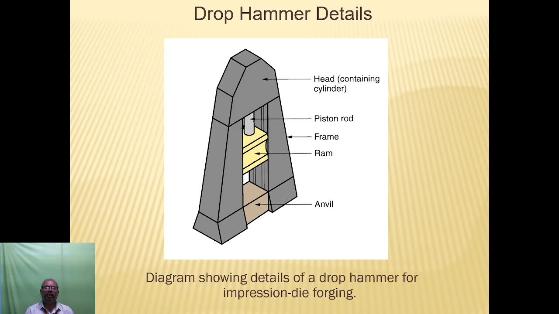Drop hammer, the figure shows the details of drop hammers. First one is head, the topmost, containing the cylinder. Next one is piston rod. This is the structural member, that is the frame. Ram is there. At the bottom there is an anvil. The workpiece is kept between the anvil and the ram. So using the piston rod and ram, we apply the impact on this workpiece.